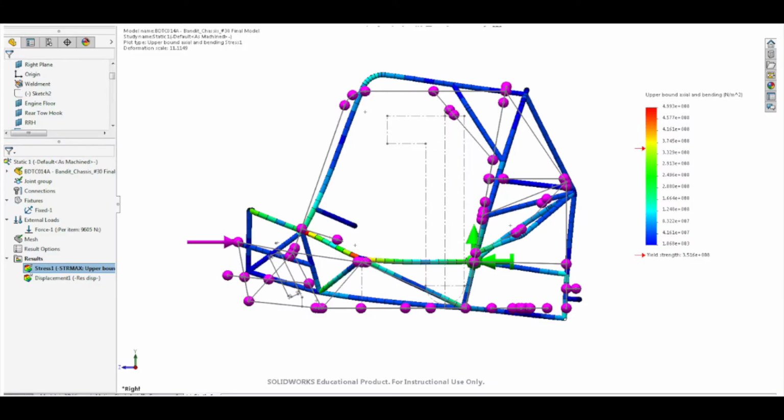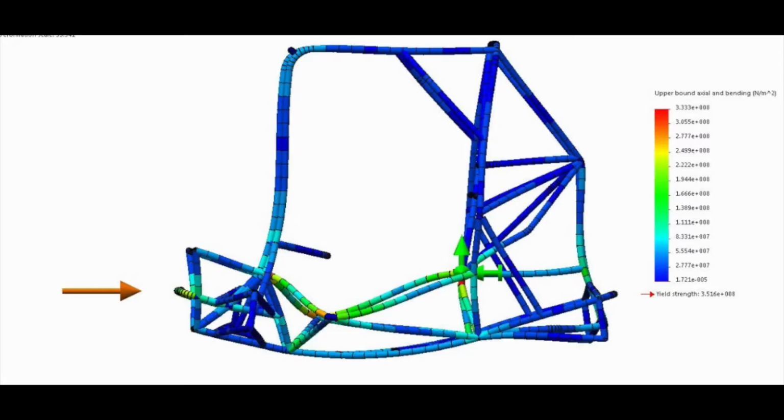The following is a front impact. The chassis is fixed at the rear lower joints near the firewall and has a load just under 10,000 newtons at the front member. This is to replicate a frontal crash at 25 miles per hour.